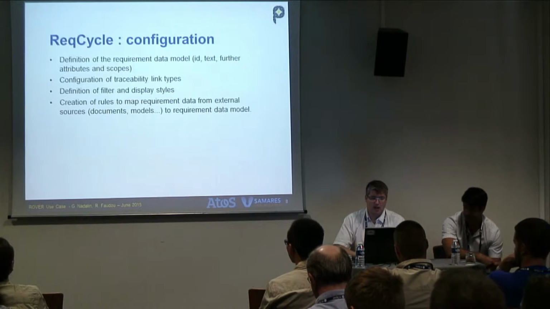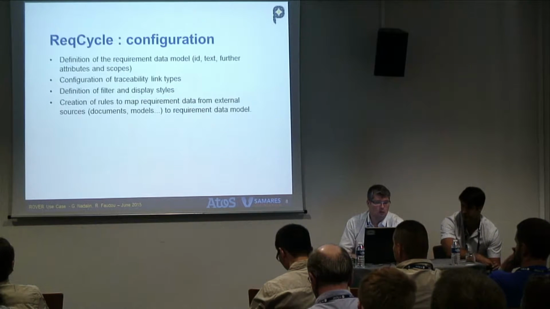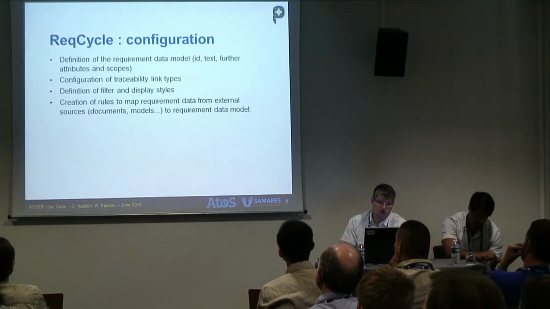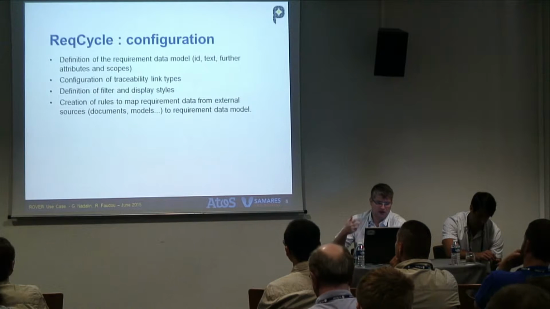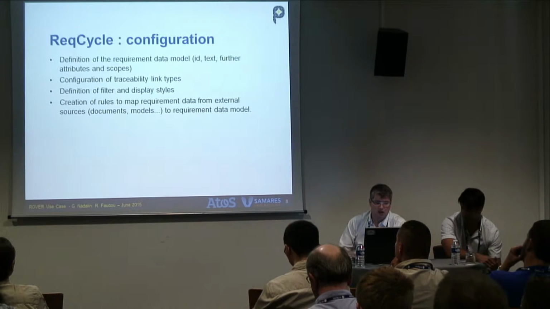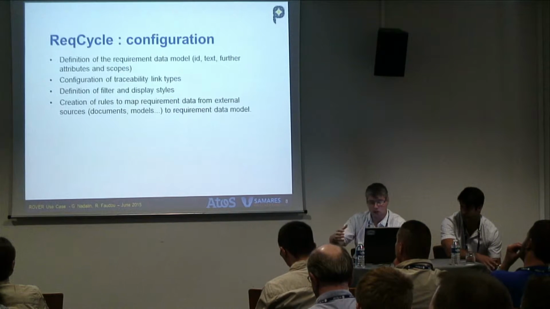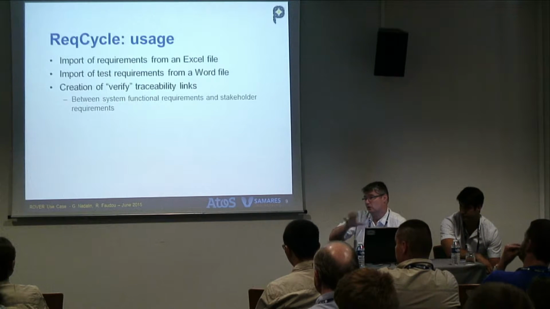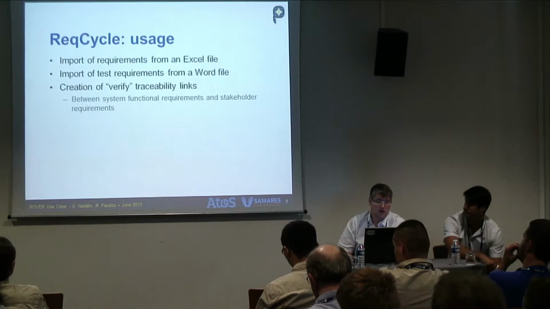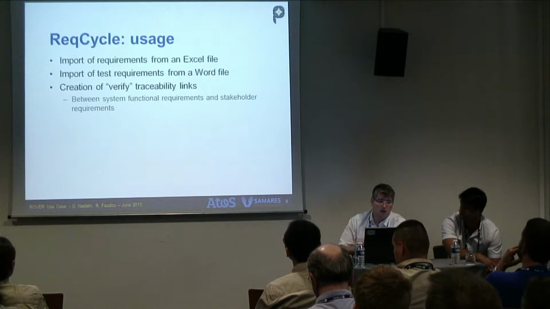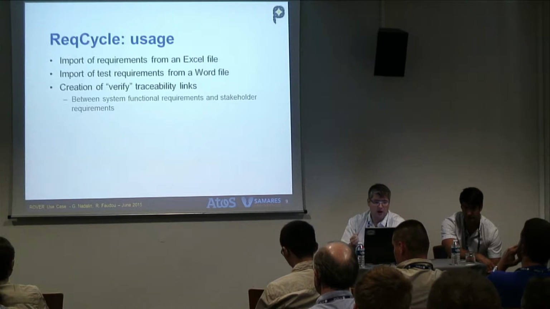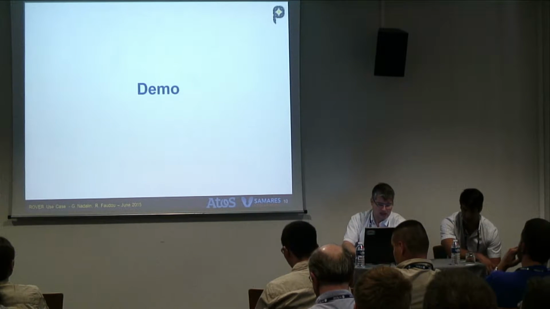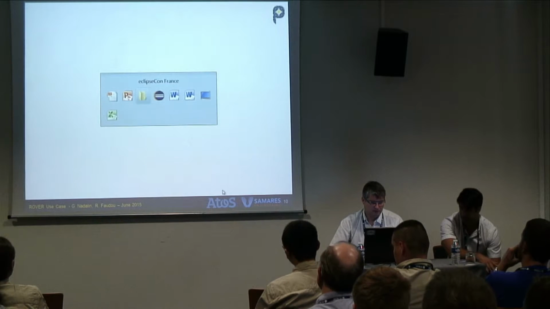So with ReqCycle, we get a configuration. We'll see that within minutes. You define your requirement data model, the traceability link types, the filters, the display style, the custom layout, and the rules to map the requirements coming from external sources. Then at the usage phase, following your method and tools, you would define the configuration, and the system designer will use ReqCycle to import the requirements, import the tests, and create the traceability links. Let's start the first demo.